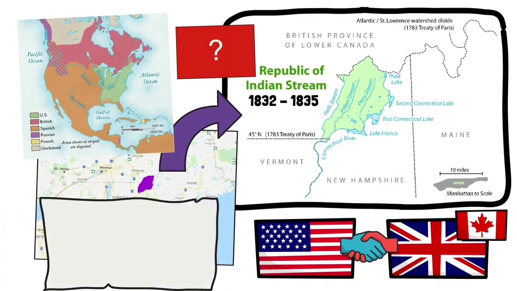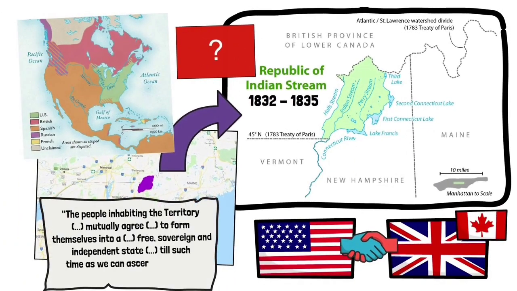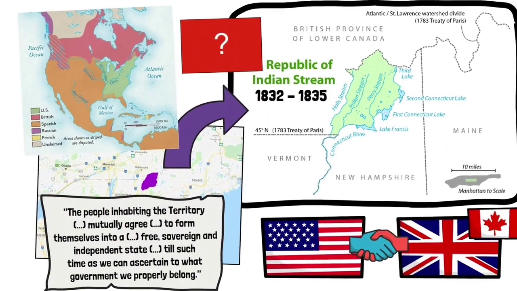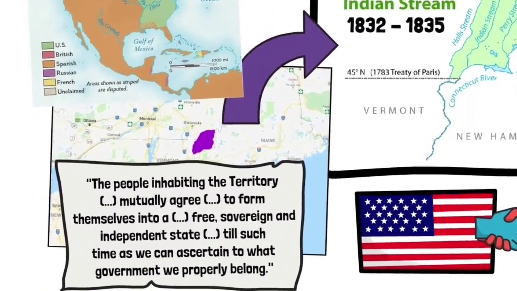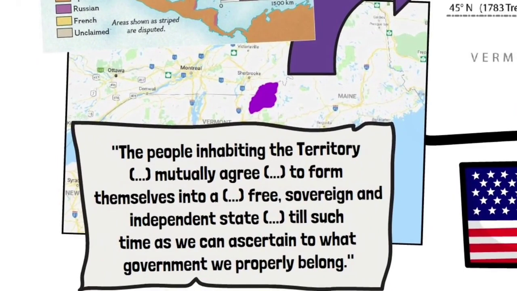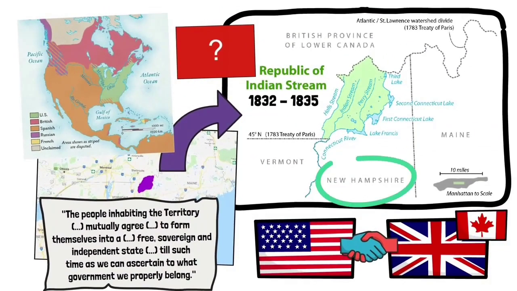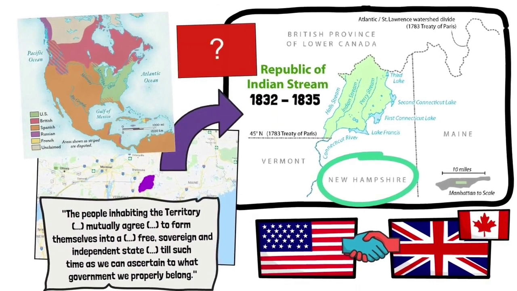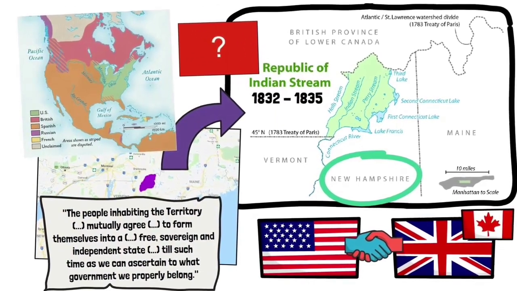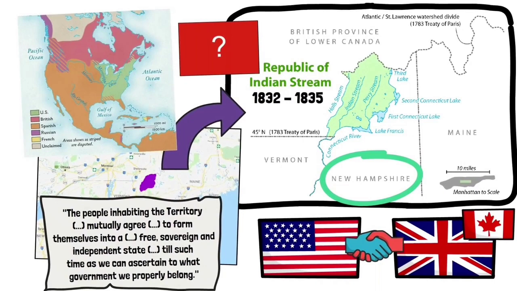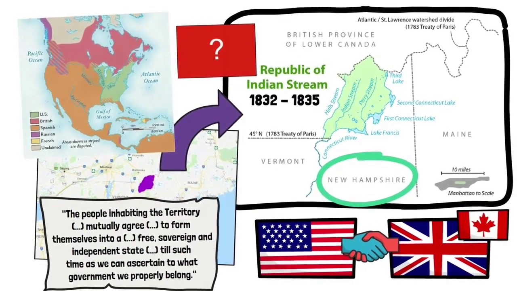Their Declaration of Independence read, "The people inhabiting the territory mutually agree to form themselves into a free, sovereign, and independent state until such time as we can ascertain to what government we properly belong." Eventually, it was annexed by New Hampshire, and as far as I know, there was no flag, as there was really no national identity to represent, and independence was just a temporary need by the locals.